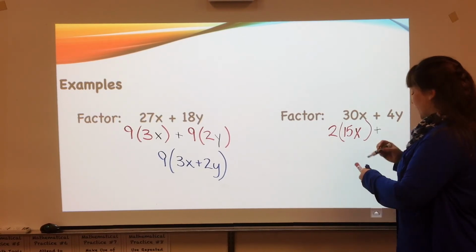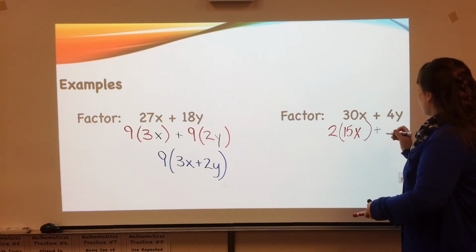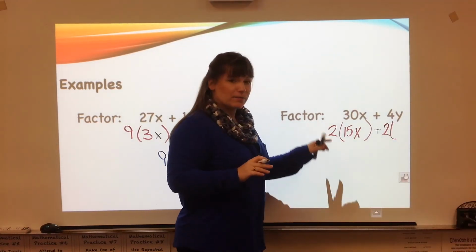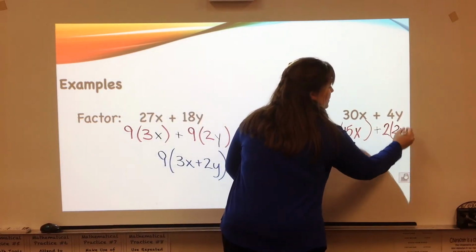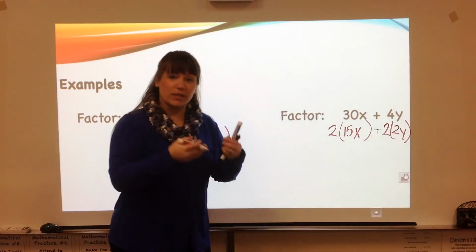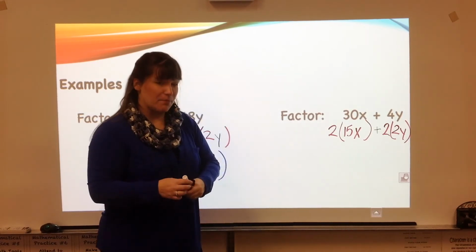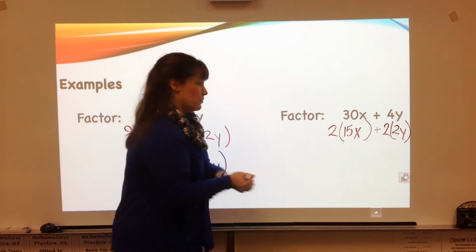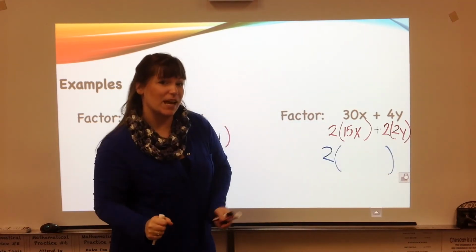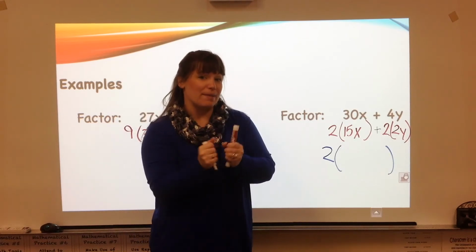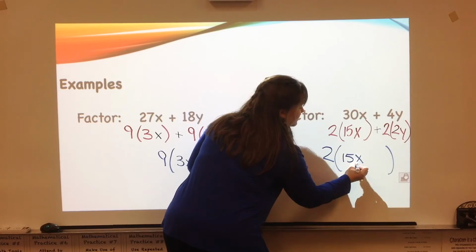Then I'm going to do the same thing for the 4. I'm going to pull out a 2 and think what times 2 gets me 4, which is 2. And I have to drag that y down because I don't know what it stands for yet. Now let's simplify this by having one 2 and then a bigger set of parentheses, and I'm going to take that 15x and that 2y and put them together inside with an addition sign.